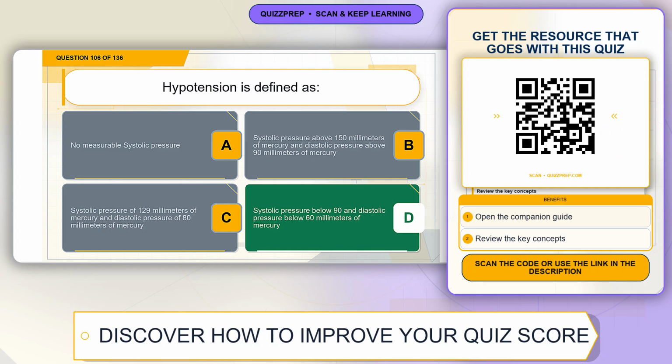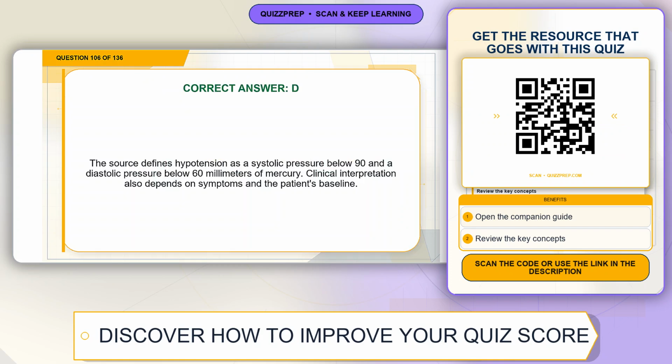The correct answer is option D, systolic pressure below 90 and diastolic pressure below 60 mm of mercury. Explanation. The source defines hypotension as a systolic pressure below 90 and a diastolic pressure below 60 mm of mercury. Clinical interpretation also depends on symptoms and the patient's baseline.